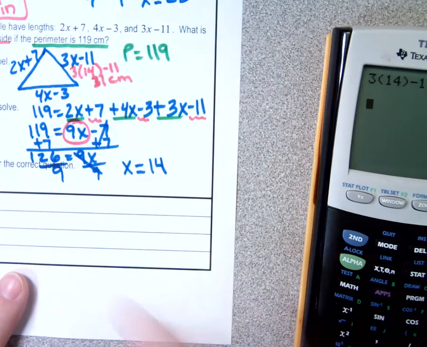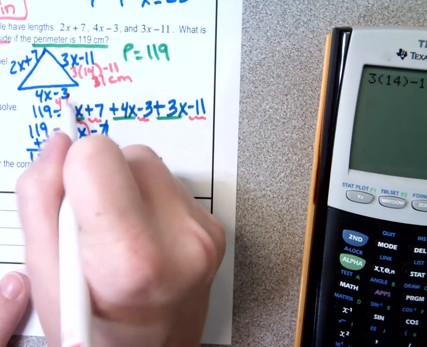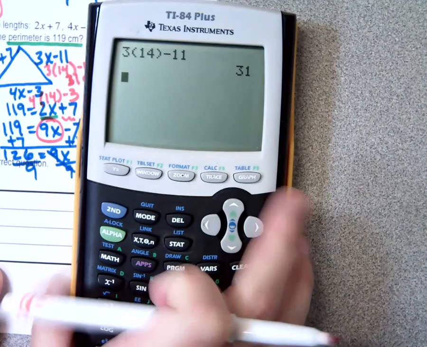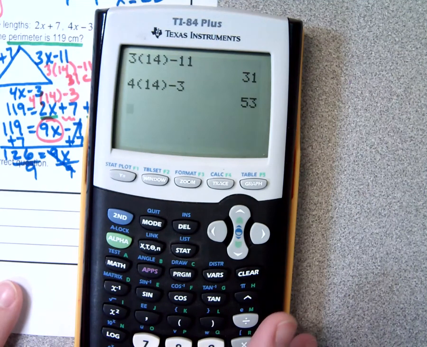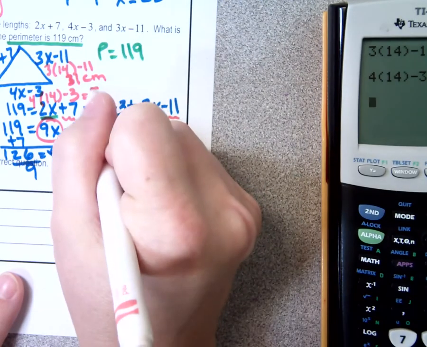Okay. Now I'm going to put 14 into this x. So this would be 4 times 14 minus 3. And let's see how long that is. So I'm going to go 4 times 14 minus 3. And that makes that side 53. That is definitely not the shortest side.